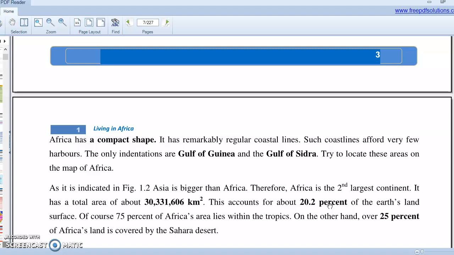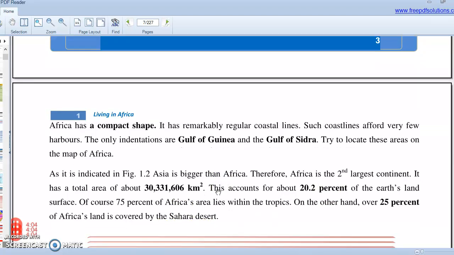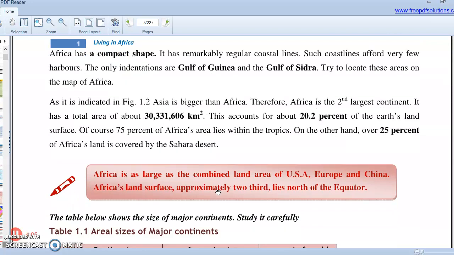As mentioned earlier, I said much of Africa lies within the tropics. So quantitatively speaking, 75% of Africa lies within the tropics, and the other 25% is covered by the Sahara Desert. Africa is as large as the combined land area of the United States of America, Europe, and China. Africa's land surface approximately lies 2/3 north of the equator.